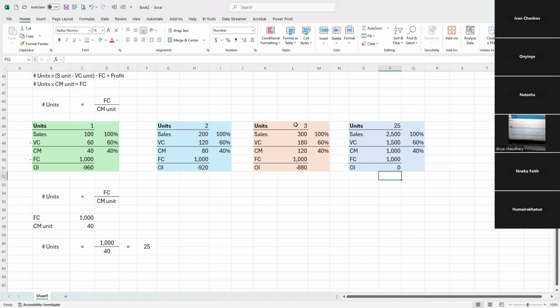So let's change this one and put those 25 here. If we do the 25, my operating income is 0. Let's sell one additional unit. If I sell one additional unit, can I predict my operating income now? If I sell 26 units, how much will be my operating income? $40. Yes. Where will those $40 come from?